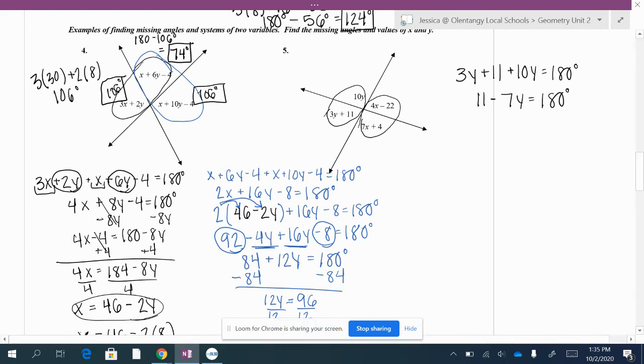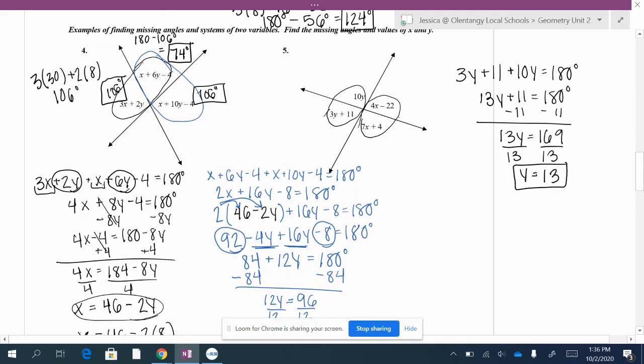This should be plus 10y, which is going to change this. So it should be 13y plus 11 is equal to 180 degrees. Minus 11. 13y is equal to 169, and y equals 13.